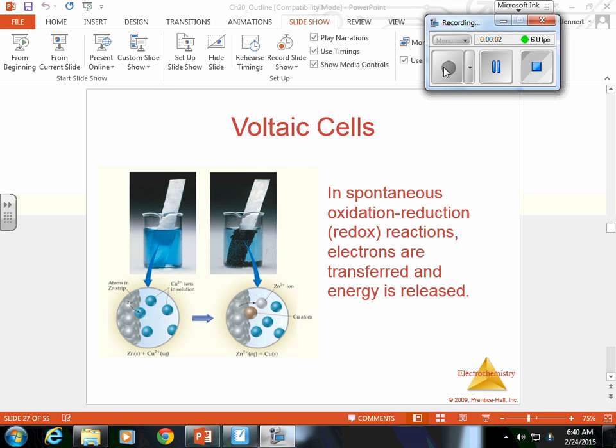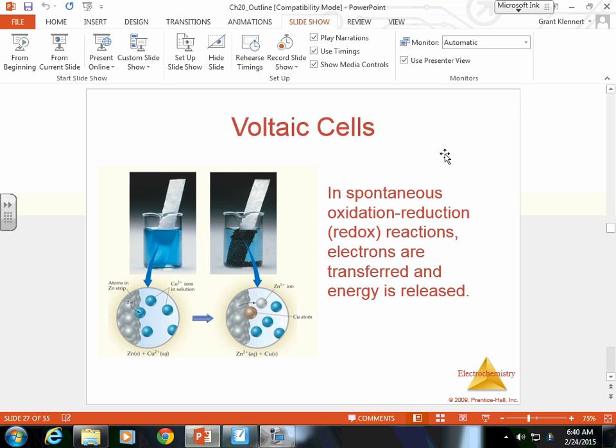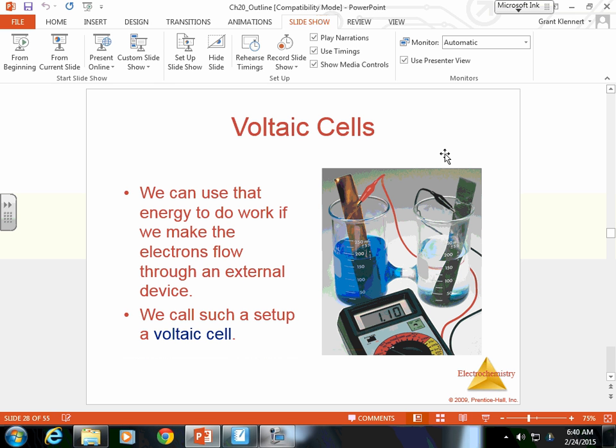All right, section 20.2 is going to focus on voltaic cells. Now, what we can remember from section 20.1 is anytime we have a redox reaction, electrons are transferred. When electrons are transferred, energy is released. So how do we harness this energy? Well, this is kind of how the idea of a battery or a hydrogen fuel cell works.